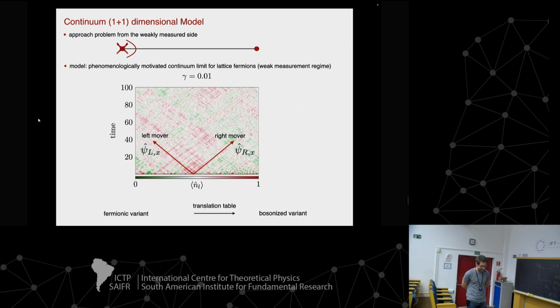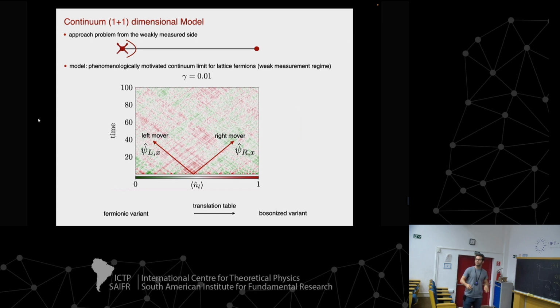Let's first set up this problem. So how can we formulate even this problem? We start this problem from the weakly measured regime. So again here, no measurements. And now we are looking in the vicinity of that. What we are going to try is to see whether we can go a little bit along this way until we see, or not, a phase transition. So it's an expansion about the weakly measured regime.